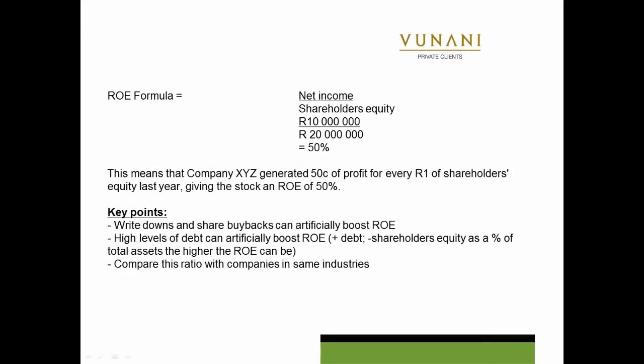And also, when you're comparing ROEs across companies, you must always compare companies in the same industry. So if you're looking at MTN, compare it with Vodacom and Telkom. If you're looking at retailers, compare Shoprite with Pick n Pay and Woolies and any other retailer. But you must always segment that sort of thing.